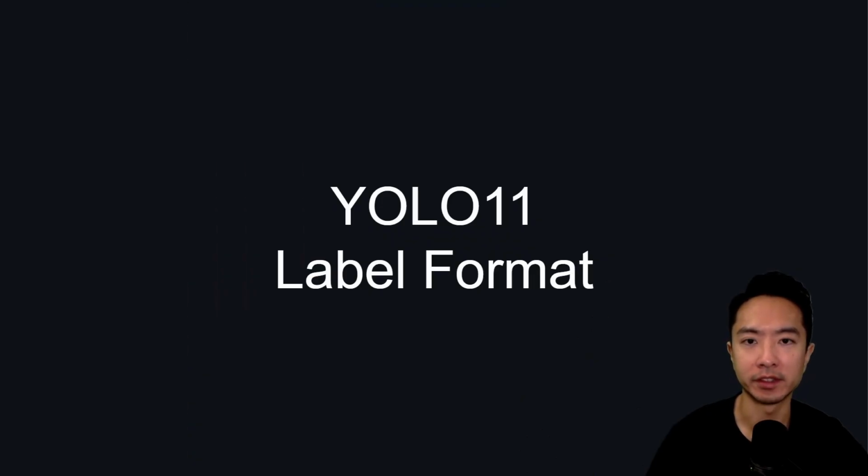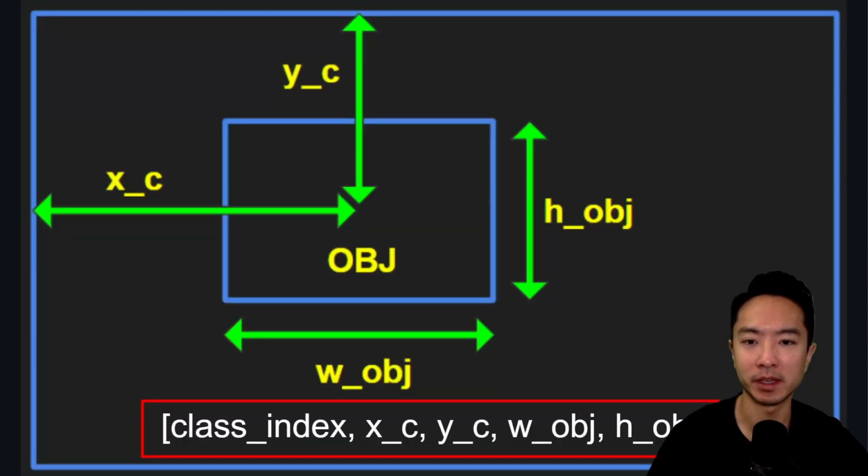If you're trying to annotate your data or download your data, you need to make sure that the label format is in the YOLO11 format. So here is the structure that they have. You're going to have the location of your object and the width and height of the bounding box. On the bottom, you can see that we have the class index, XC, YC, the width, and then the height. That's what each of the lines of the labels represents.